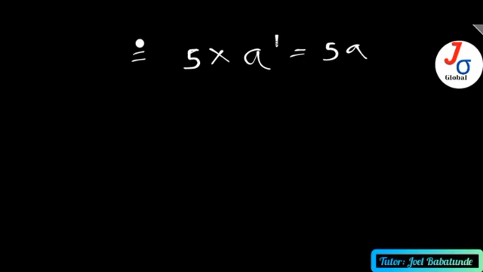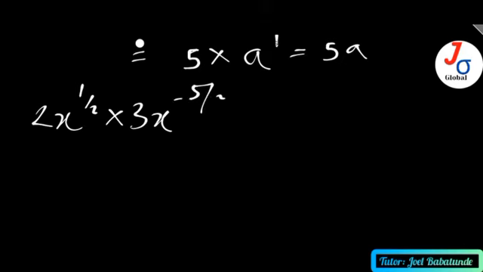Okay, so let's take another one. Let's see, 2x raised to the power of half multiplied by 3x to the power of minus 5 over 2.